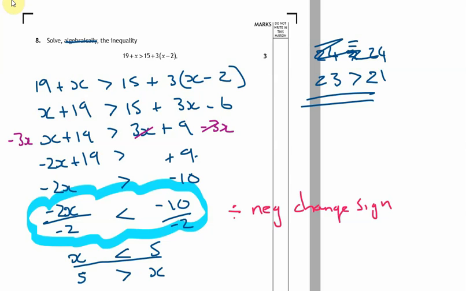Let's just try when x is greater than 5. So we put in, say, 6. 19 plus 6 is going to give me 25. 6 minus 2 is 4, times 3 is 12. 15 and 12 is 27. So that doesn't work. That's when we know we've done it right. We've just proven that what we've done is okay.